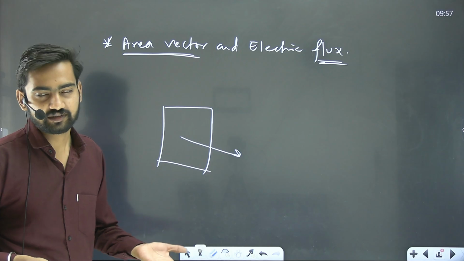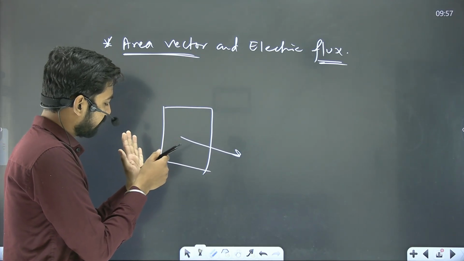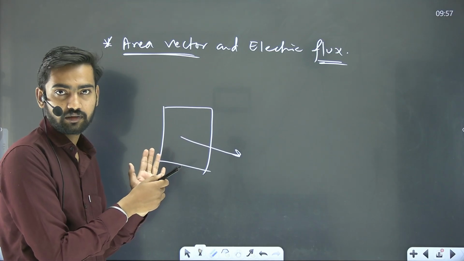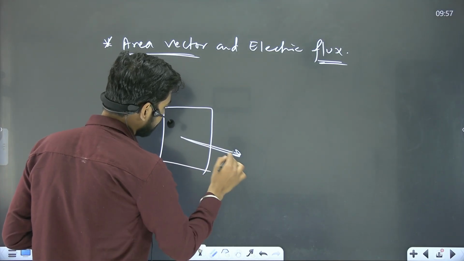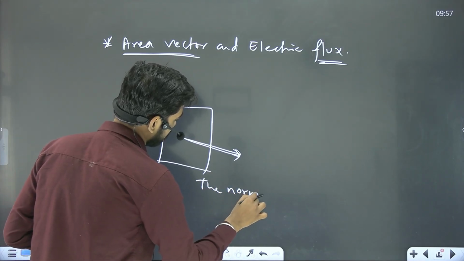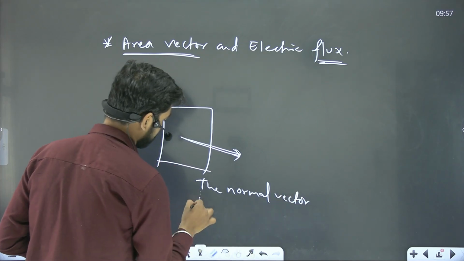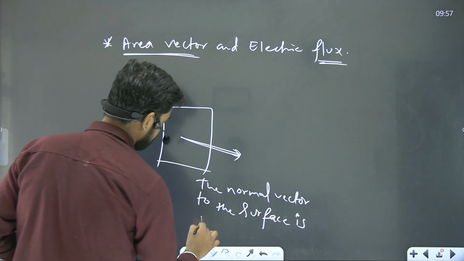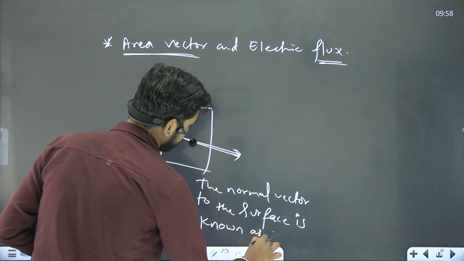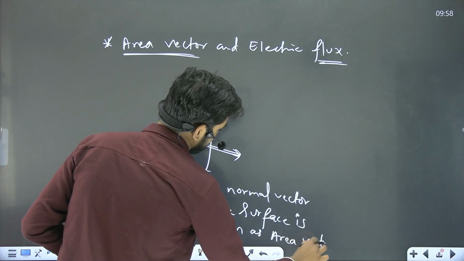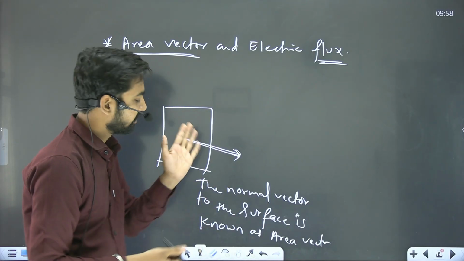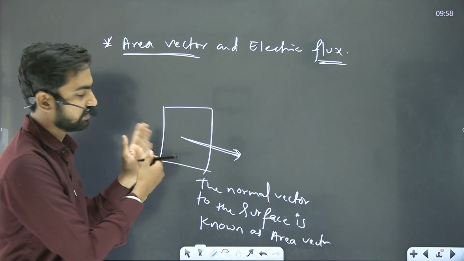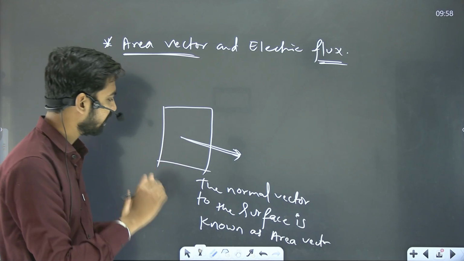Let's suppose you have one object. The perpendicular vector of a surface is known as the area vector, or we can say the normal vector to the surface is known as the area vector. This is a perpendicular to the surface like this. This is my surface, and whatever the perpendicular normal vector from this surface, it's called the area vector.